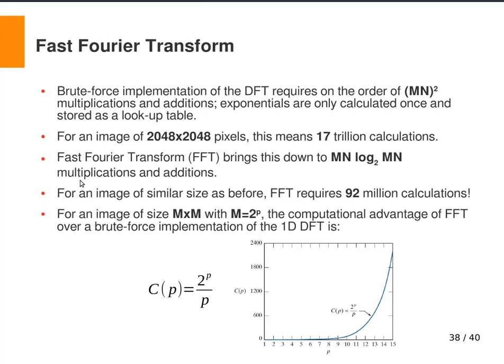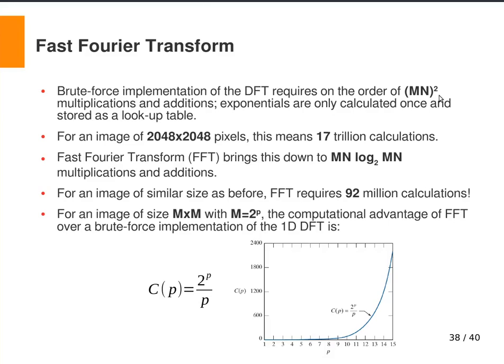So now let's see how the implementation of the discrete Fourier transform is performed, and what the computational complexity of an implementation of a discrete Fourier transform is. A brute force implementation of the discrete Fourier transform requires calculations on the order of (mn)². m is the number of rows, n is the number of columns, and to do a brute force implementation, we basically require this amount of multiplication and addition. For the exponential terms, they are usually calculated once and stored as a lookup table.